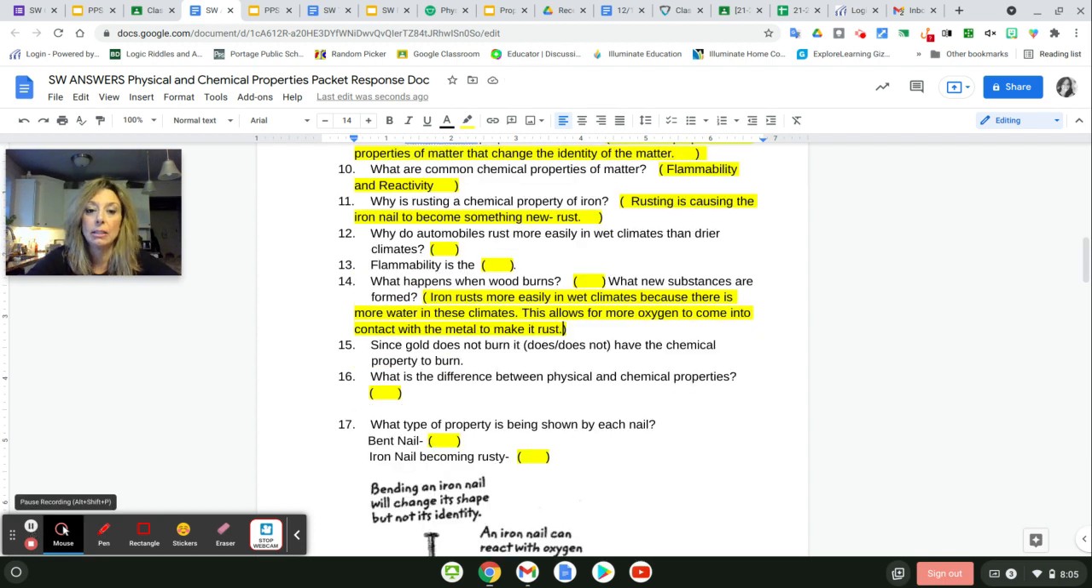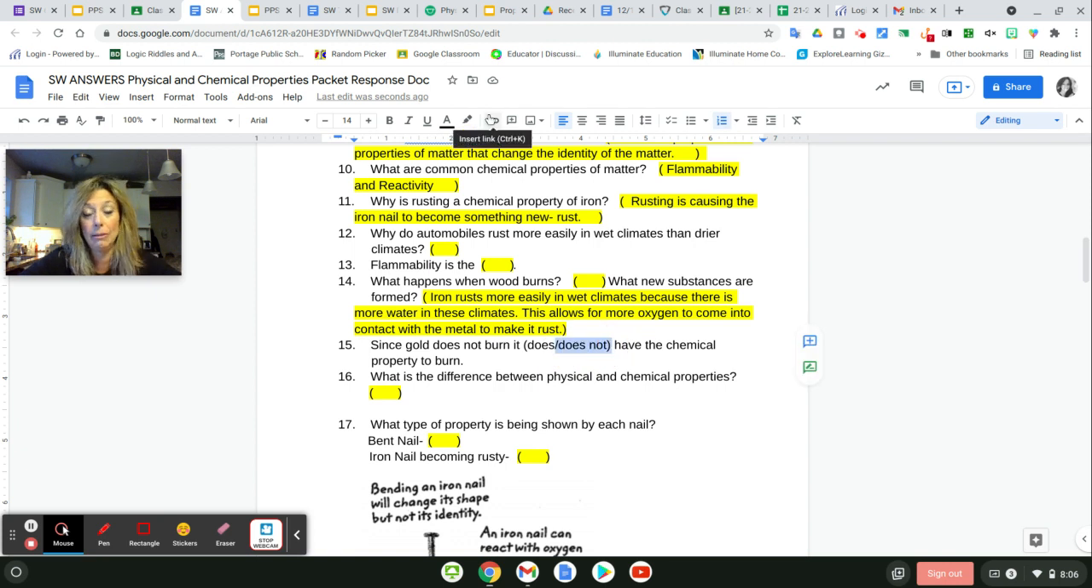Okay, number 15, since gold does not burn, it does or does not have the chemical property to burn. So we can test for flammability on gold. So we can walk up to gold with a lit match. We can put it under a lit match or put a match under the gold and see if it burns. We are trying to observe the flammability of gold, and we are seeing that it does not burn, okay? So it does not have the chemical property to burn since it's not changing the gold into something new.